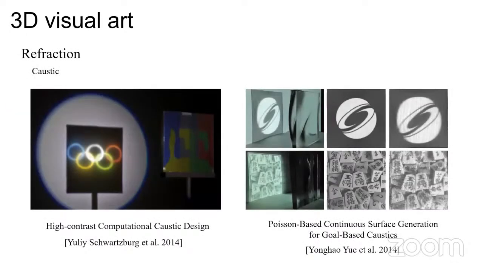The third category is refraction, consists of three-part caustic, volumetric display, and other refraction art. The caustic is a kind of visual art that uses one or more designed lenses to refract the light to form a caustic pattern on a receiver. This is a typical inverse problem. The researchers need to adjust the shape of the lenses according to the error between the caustic image and the target image.